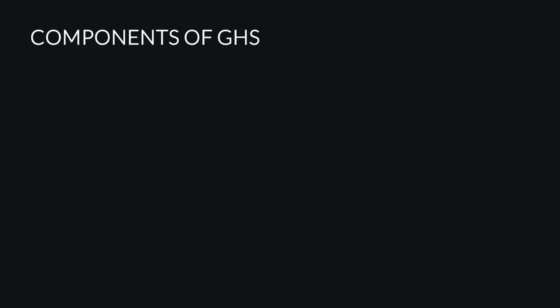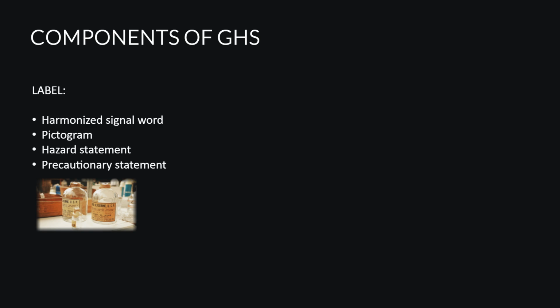OSHA follows the Globally Harmonized System, GHS, of classification and labeling of chemicals, including the following important components. Labels. Chemical manufacturers and importers are required to provide a label that includes a harmonized signal word, pictogram, and hazard statement for each hazard class and category. Precautionary statements must also be provided.